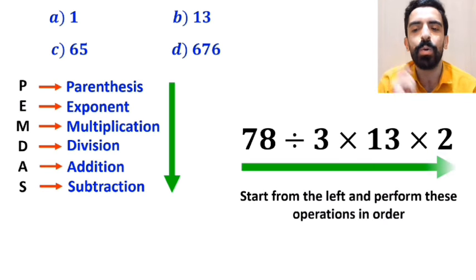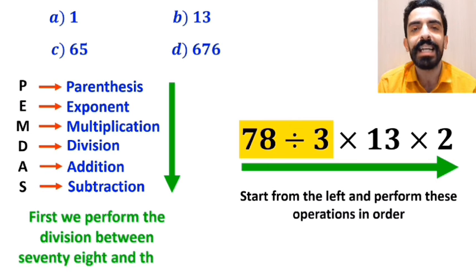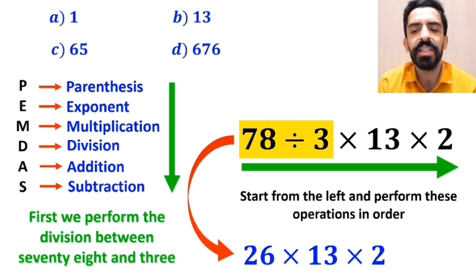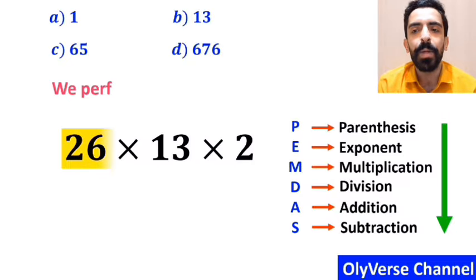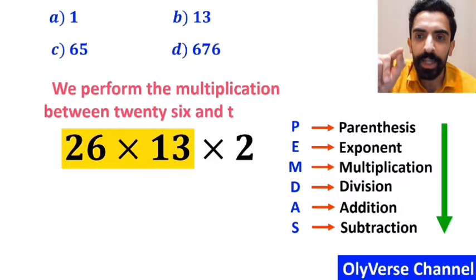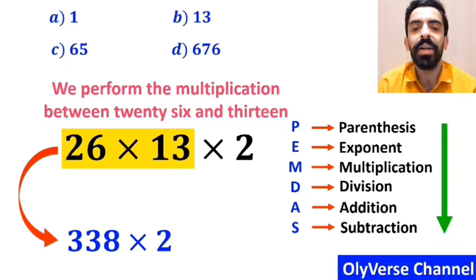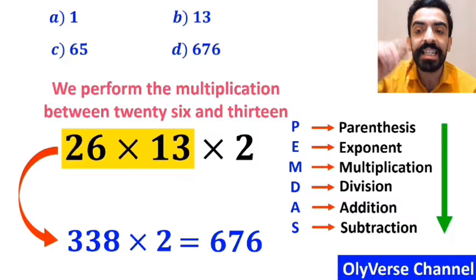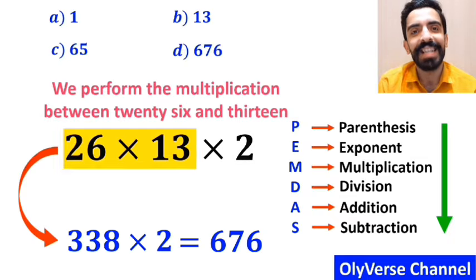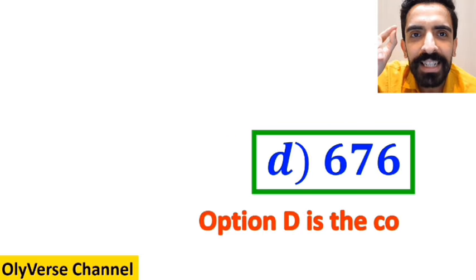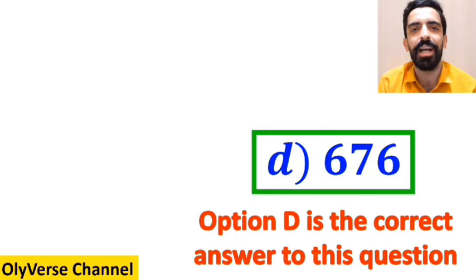In this situation, the best thing to do is to start from the left and perform these two operations in order. So, first we perform the division between 78 and 3, which simplifies this expression to 26 multiplied by 13 and again multiplied by 2. And the final step, we perform the multiplication between 26 and 13. And instead of this expression, we can write 338 times 2, which finally gives us the answer 676. That's great. Option D is the correct answer to this question.